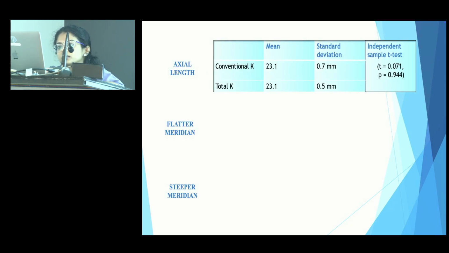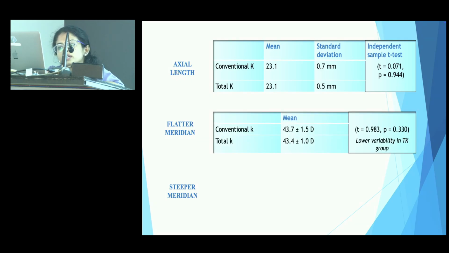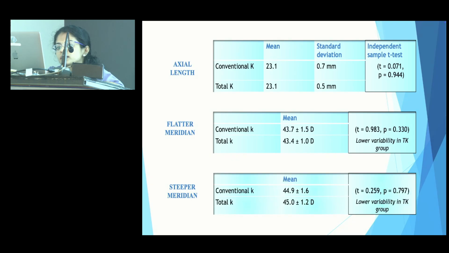Axial length, when we look at the axial length between the two groups, it was comparable, and same goes with the flatter meridian of K also. When we look at the steeper meridian, there is a slight difference, but it was not significant, and we can see a lower variability in the TK group in the flatter meridian and steeper meridian.